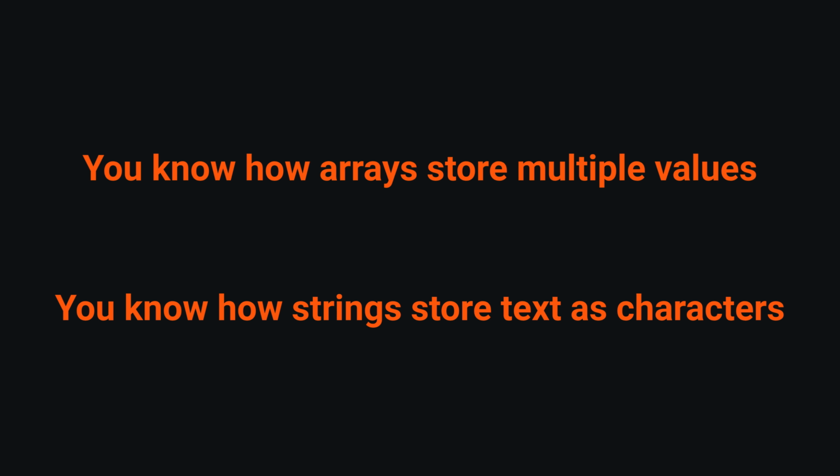At this point, you know how arrays store multiple values and you know how strings store text as characters. But there is still a problem. So what if you have 100 strings or 1000 IP addresses? You do not want to write the same line of code 1000 times. So this is where loops come in. Loops allow code to repeat automatically, so instead of writing the same line of code again and again, you write it once and let the loop repeat it.